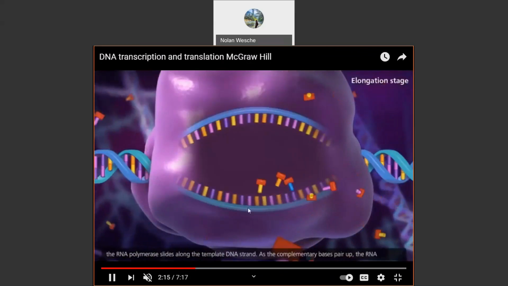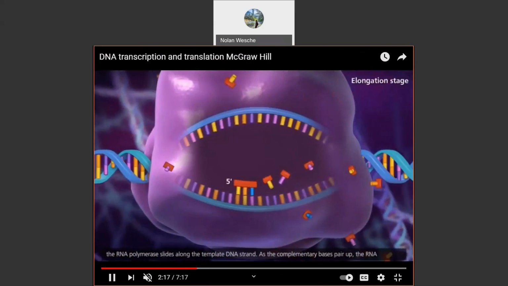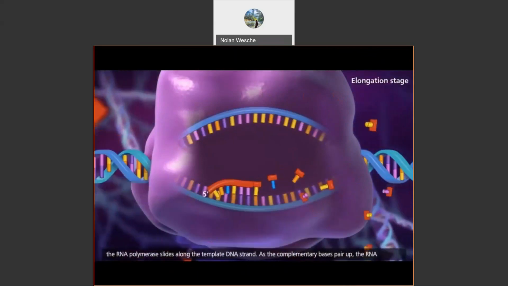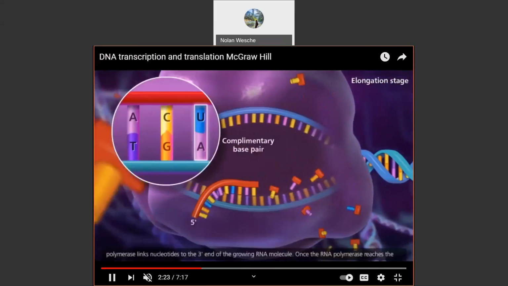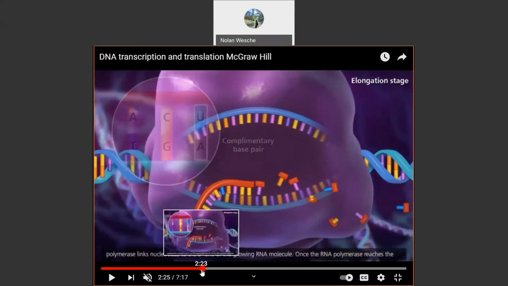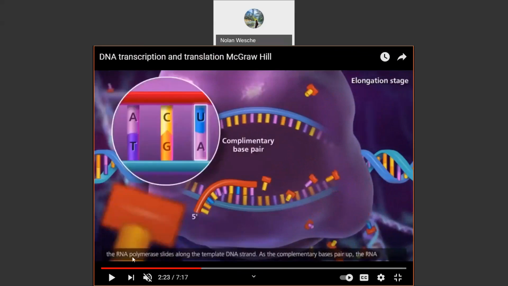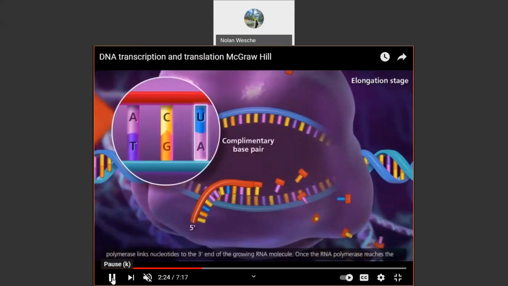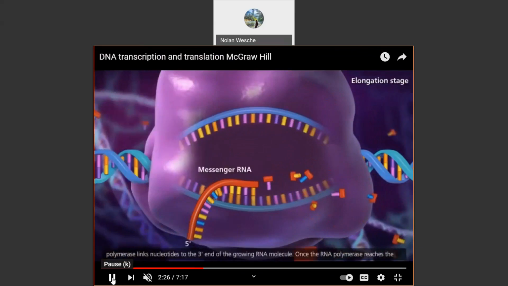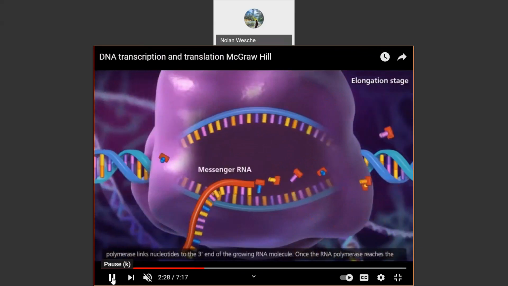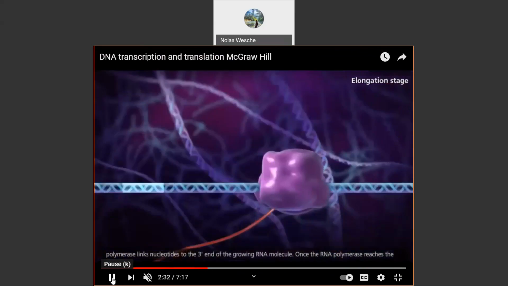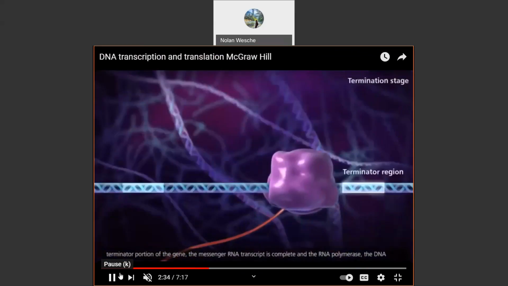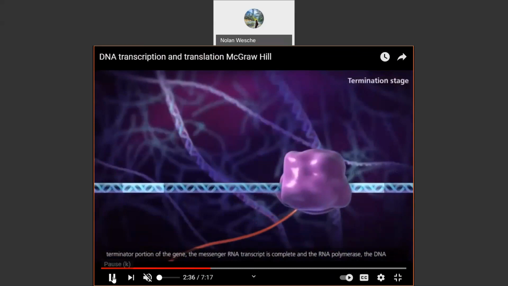Any place it sees a C, it pairs a G, and G with a C. Any place it sees an A, it's pairing a U, and T with an A. We can see that base pairing right here in that frame. It's a good shot of what's happening. This is going to continue until it reaches the terminator. When it reaches the terminator region, this process will deconstruct and these materials will be recycled. And this RNA will then continue to RNA processing, which we'll pick up tomorrow.